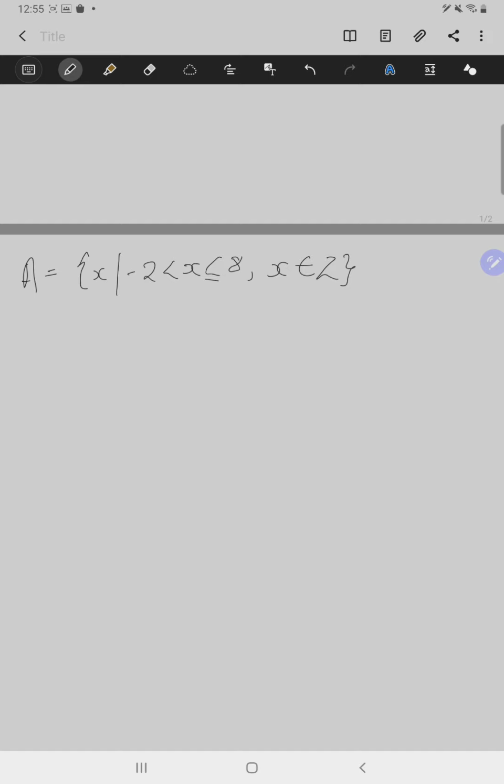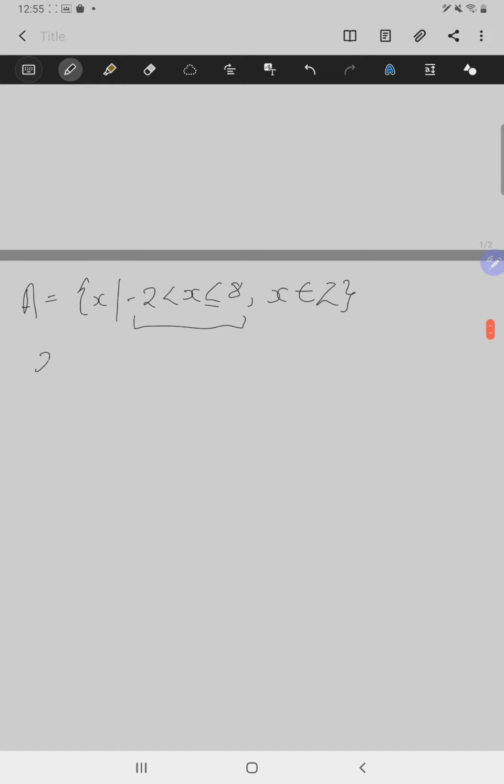And then sometimes you have to do a little bit more to that to find the elements that are actually in that set. So for this case, we are going between -2 and 8. We're not including -2 and we are including 8. So this means that X is made up of the elements -1, 0, 1, 2, 3, 4, 5, 6, 7, and 8. And we can include 0 and the negative numbers because X is an element of our integers, which are positive and negative whole numbers.